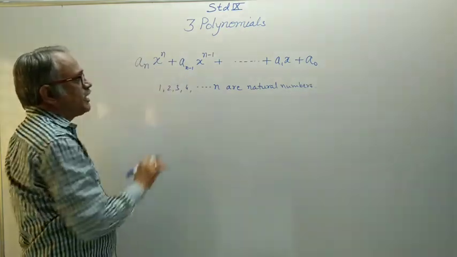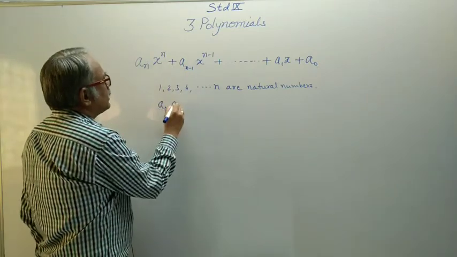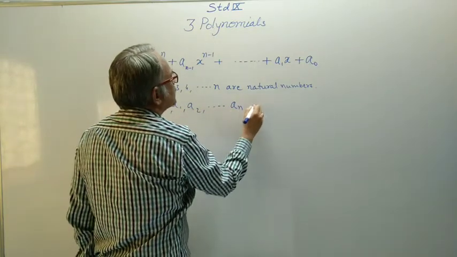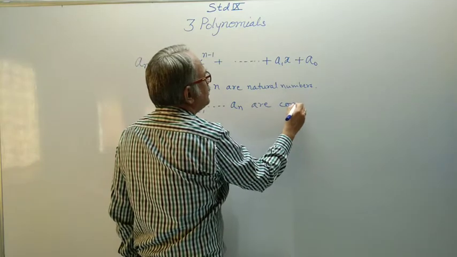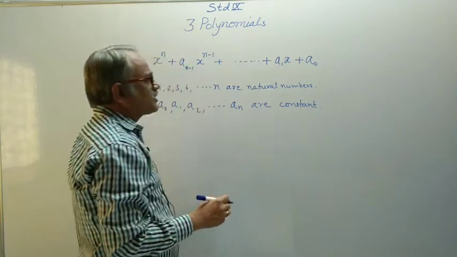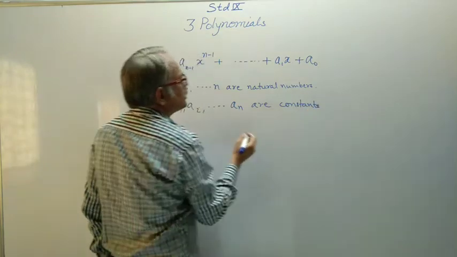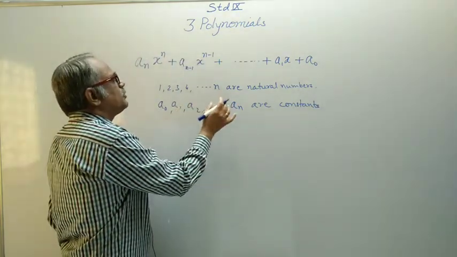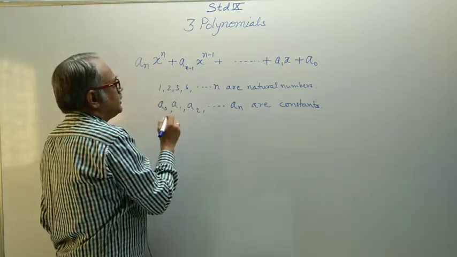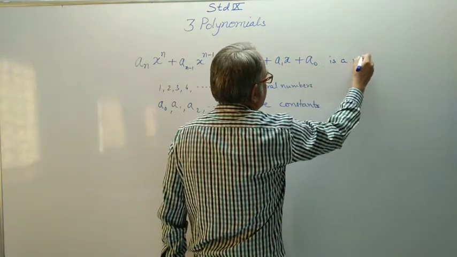They should not be raised to 3 by 2 etc. a0, a1, a2, an are constants. Constants may be positive fractions, negative fractions, integers, anything. Constant means what? Positive, negative, fraction, everything. This is the form of the polynomial: an x raised to n down to a0 is a polynomial. It is the definition of polynomial.